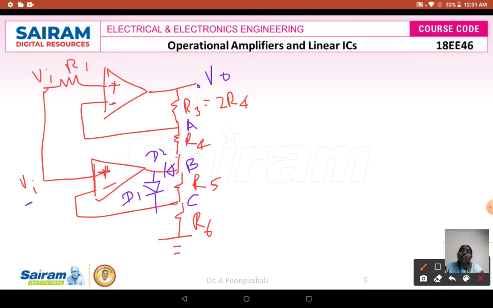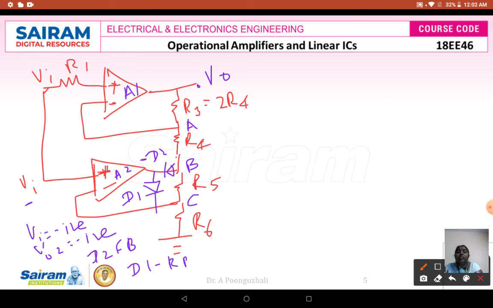This is your non-inverting terminal. That means the voltage at this point is going to be negative when VI is negative. My V02 is going, this is your A2, and this is your A1. So my V02 is going to be negative. When my V02 is negative, automatically my diode D2 is going to be forward biased, and D1 is going to be in the reverse bias state. So when D2 is forward biased, I should see what output voltage I am going to get.